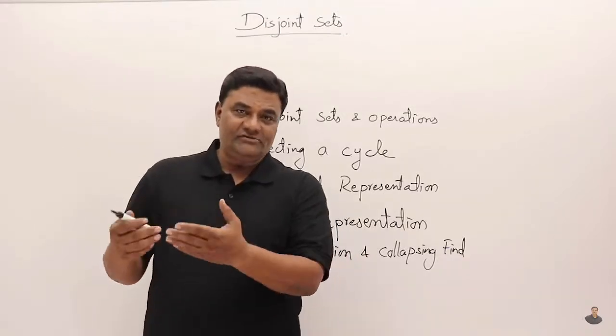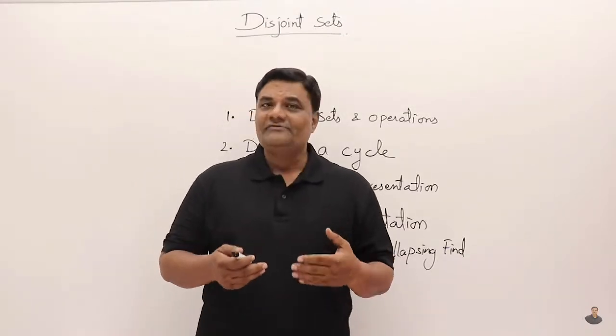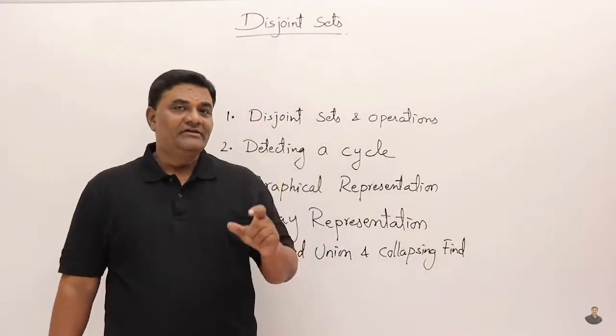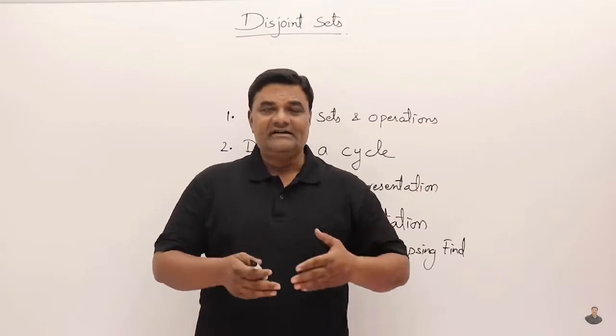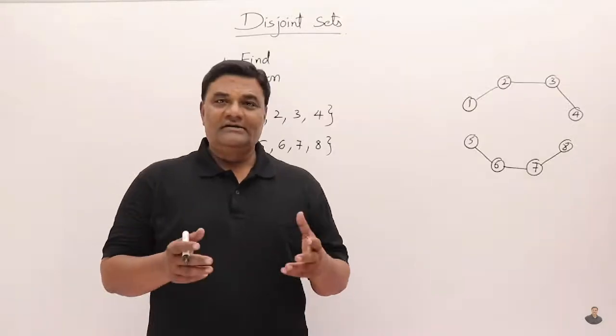Disjoint sets are similar to the sets topic in mathematics, but not exactly. They are changed a little bit to make them useful in algorithms. The famous algorithm that uses disjoint sets is Kruskal's algorithm, which detects a cycle in a graph. So let us see how these disjoint sets are different from normal sets of mathematics. Let us understand what are disjoint sets.